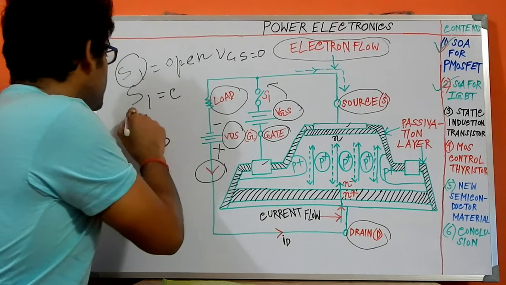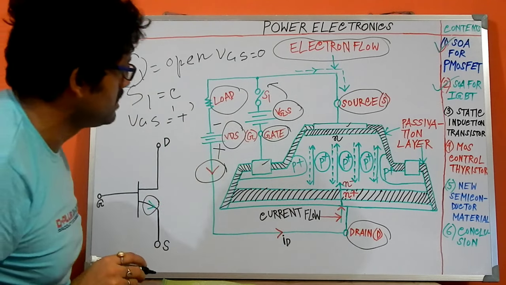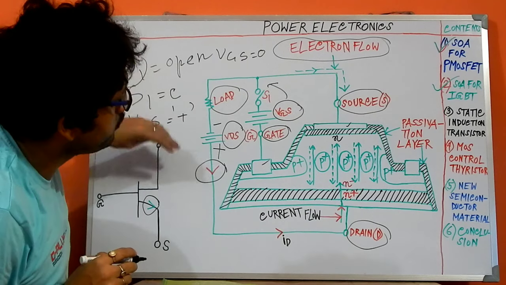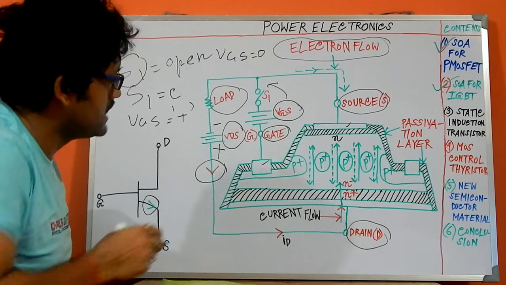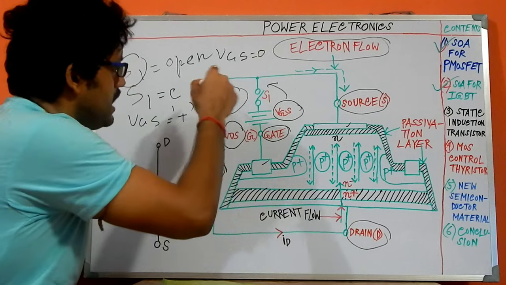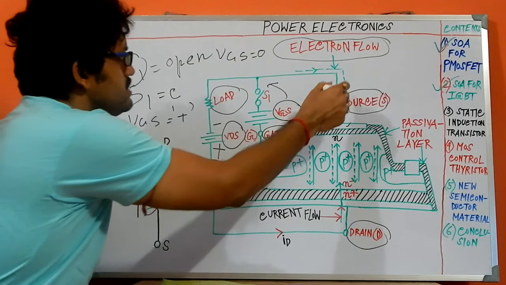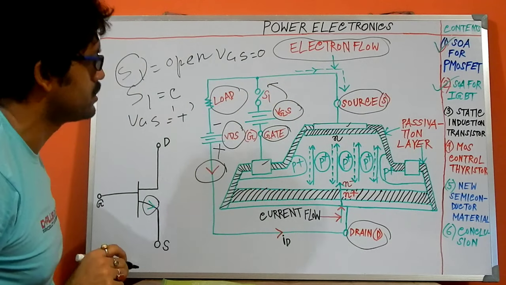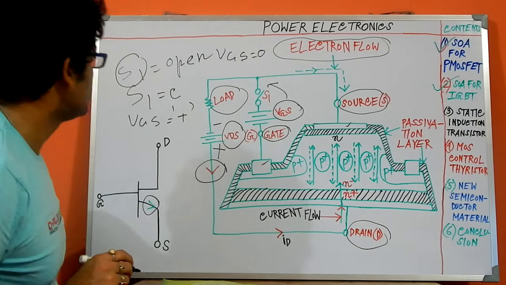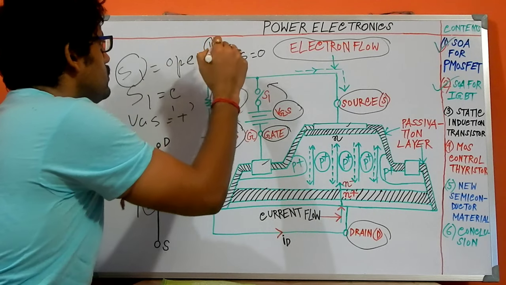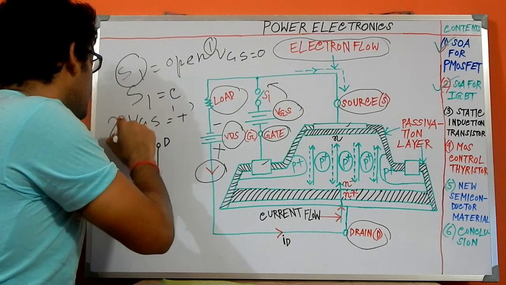But when VGS is positive, then there is a healthy amount of current flow. Current flows from source to drain, and the electrons flow from drain to source, which is drawn throughout our video by this dotted line. So this dotted line is nothing but the electron flow, and the solid line is our current flow. Okay, the condition of VGS equal to 0 has been properly analyzed. When the gate source voltage is positive, that has been analyzed too.